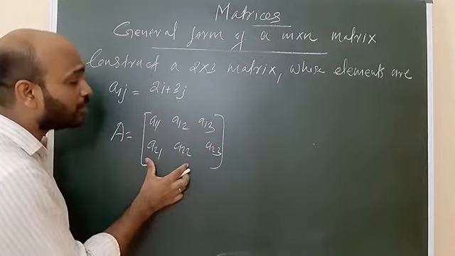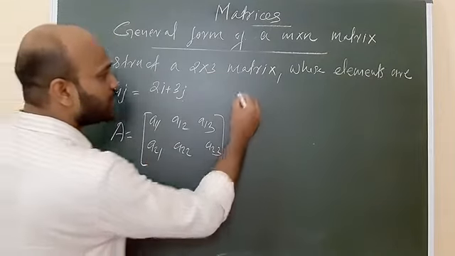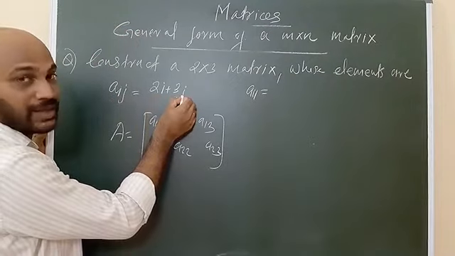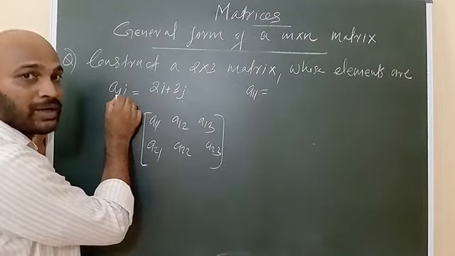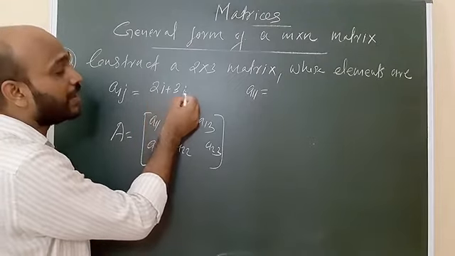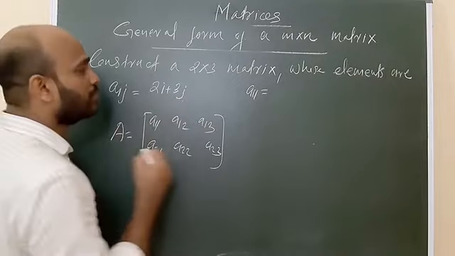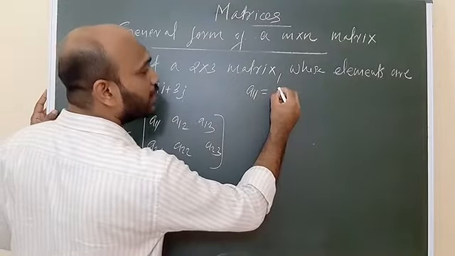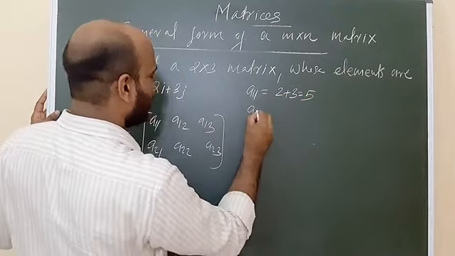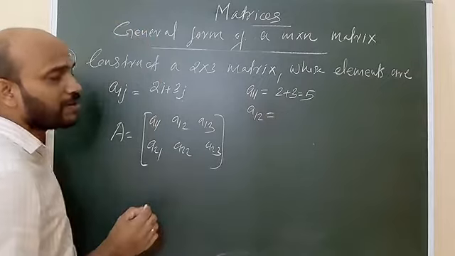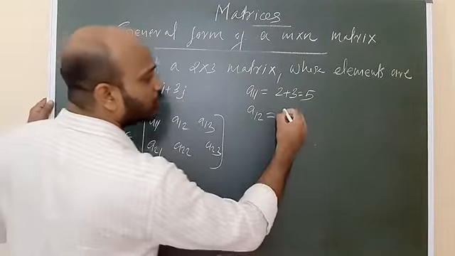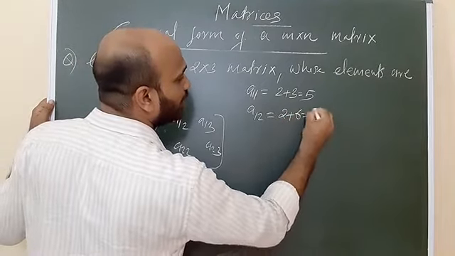Now we have to find all these elements separately. So what is A11? Aij is given as 2i plus 3j. So A11 means i equal to 1 and j equal to 1. Here you have to substitute: in place of i, substitute 1, and in place of j, substitute 1. So it will be equal to 2 into 1 plus 3 into 1. 2 plus 3, answer equal to 5. Now A12, same way you can find A12. 2 into 1 plus 3 into 2. 2 plus 6 equal to 8.